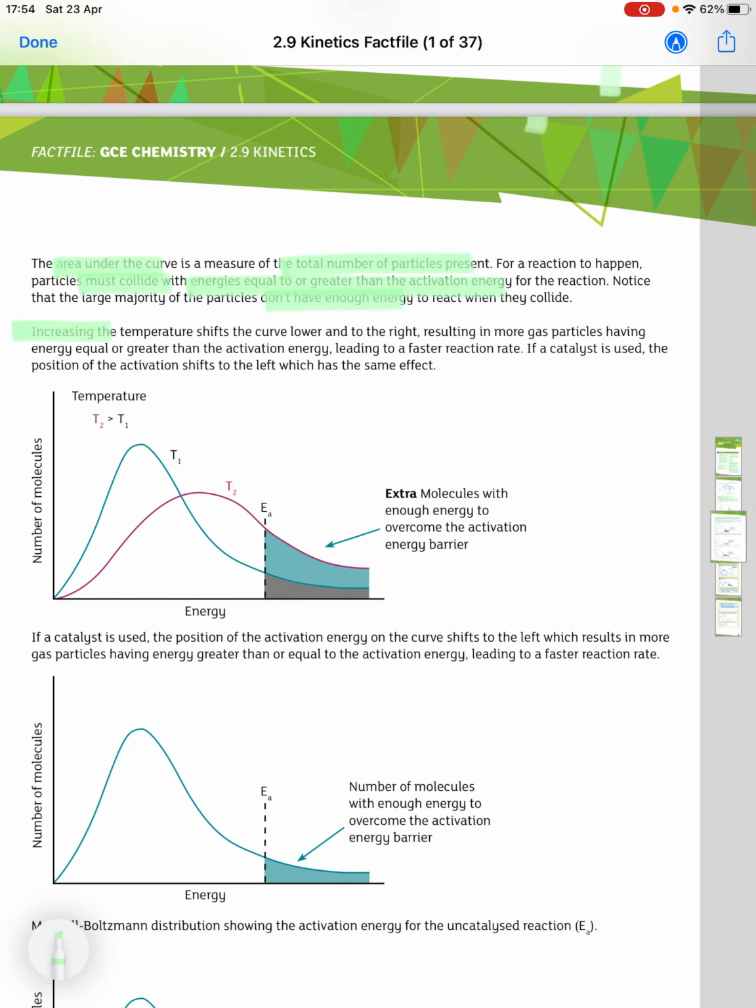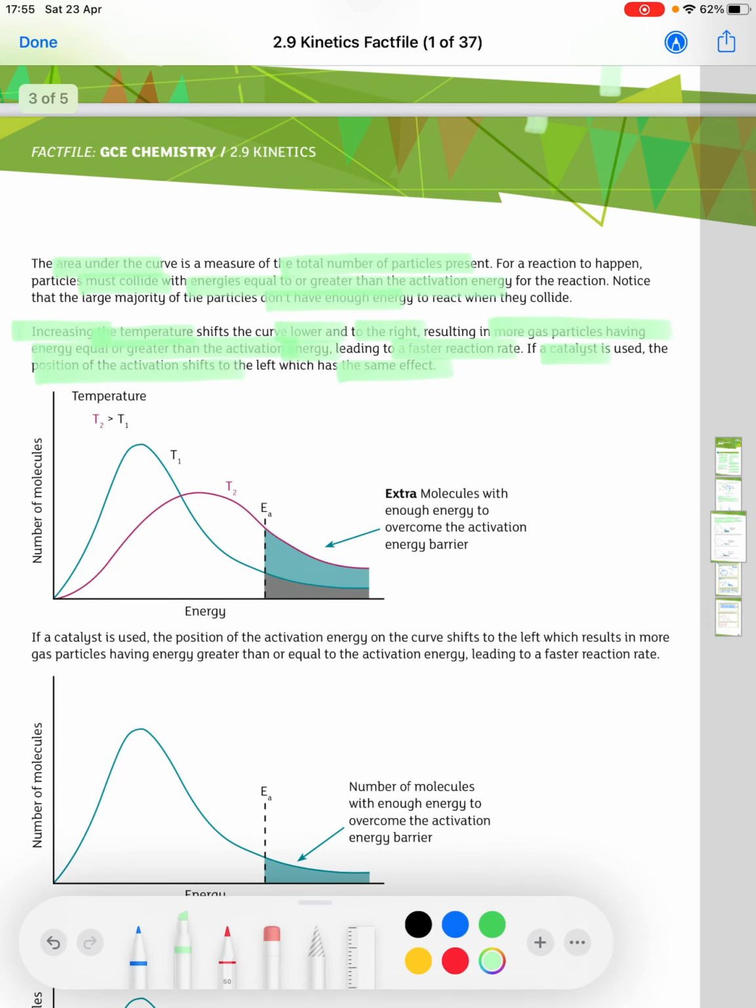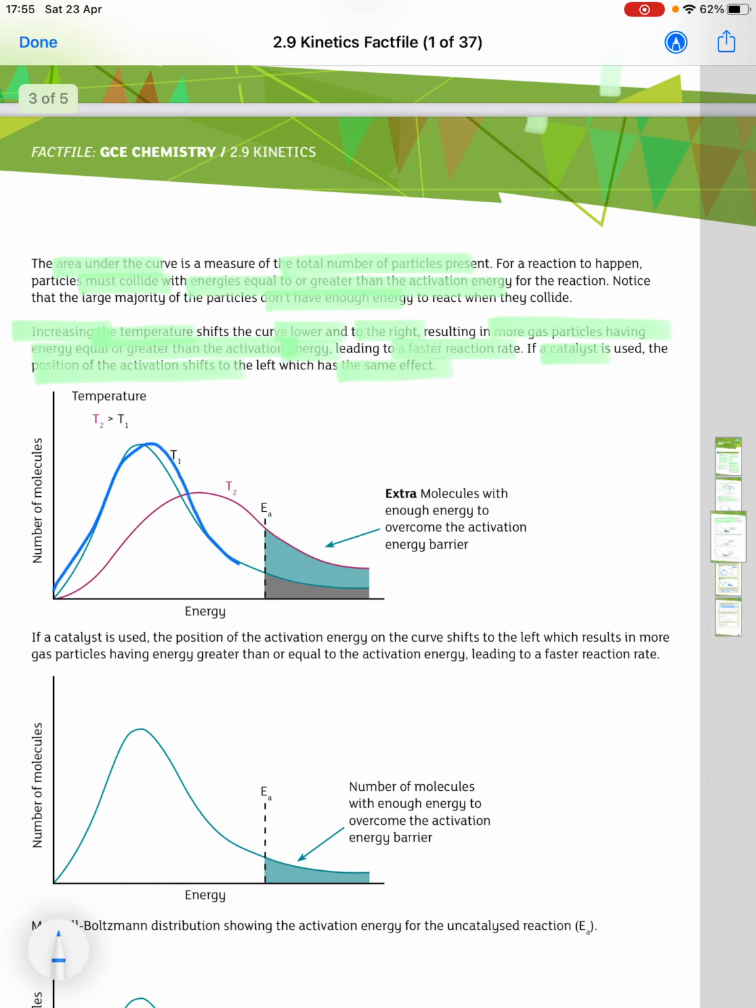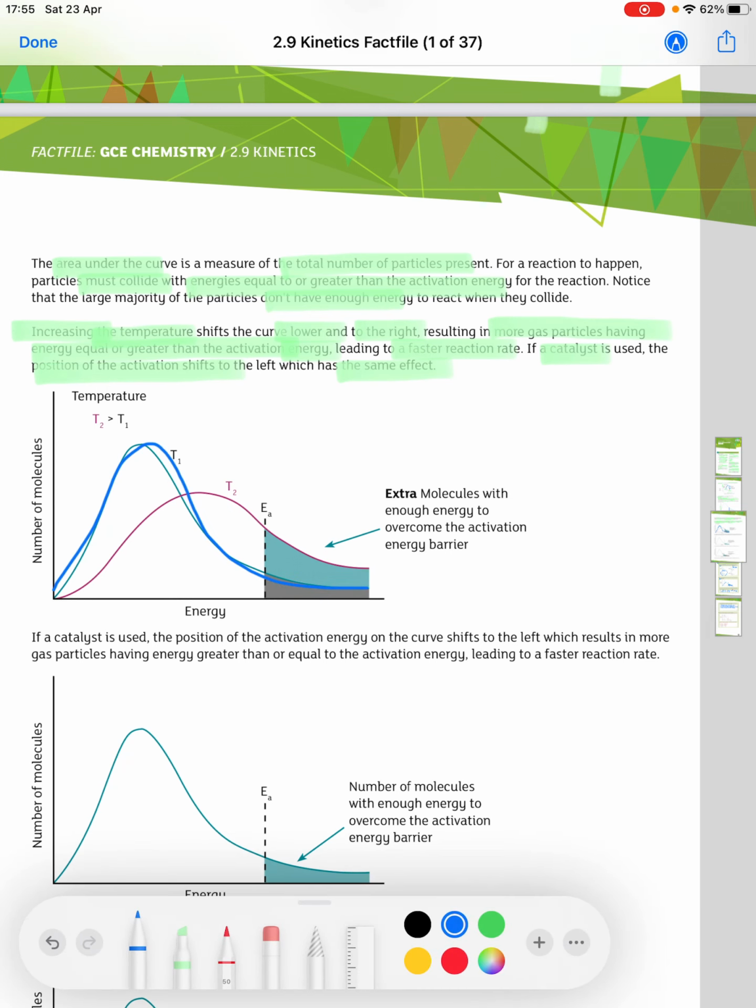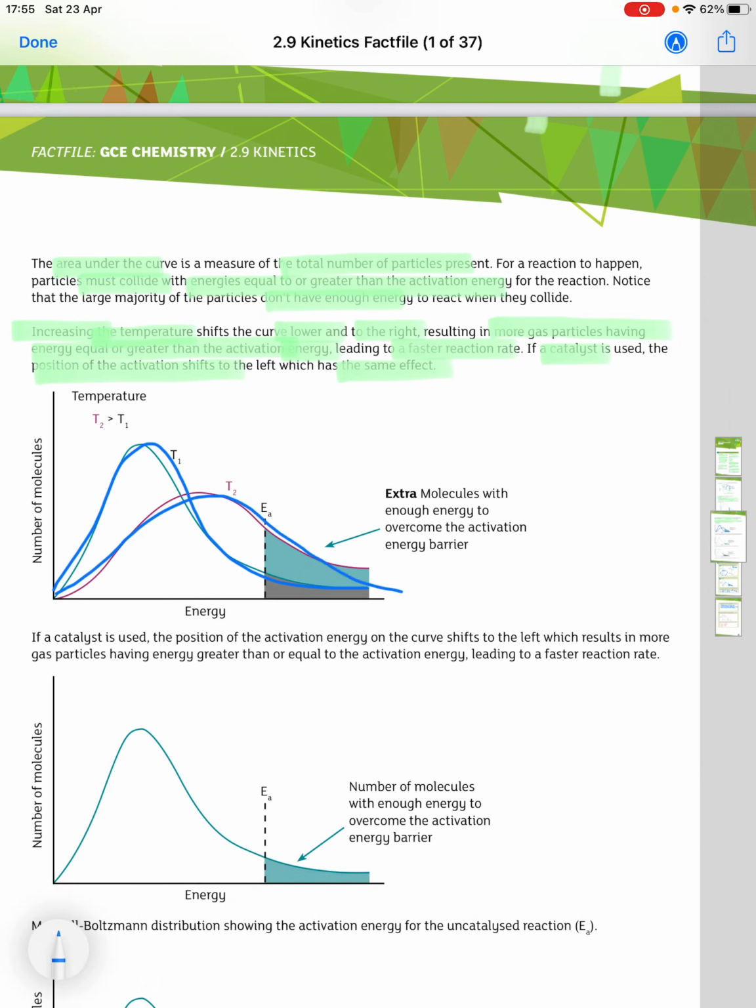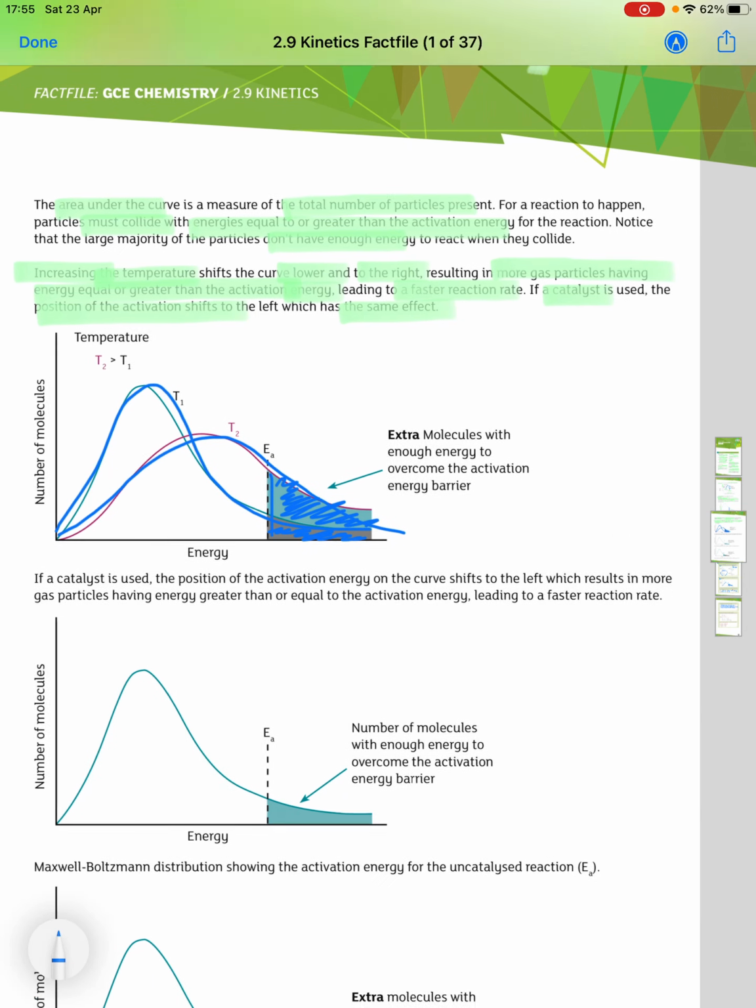Increasing the temperature shifts the curve lower and to the right, resulting in more gas particles having energy equal to or greater than the activation energy, leading to a faster reaction rate. If we look at this graph, we have temperature 1 and then temperature 2, which is hotter. And we notice that the number of particles in the first case that have the activation energy is lower than those in the second case.